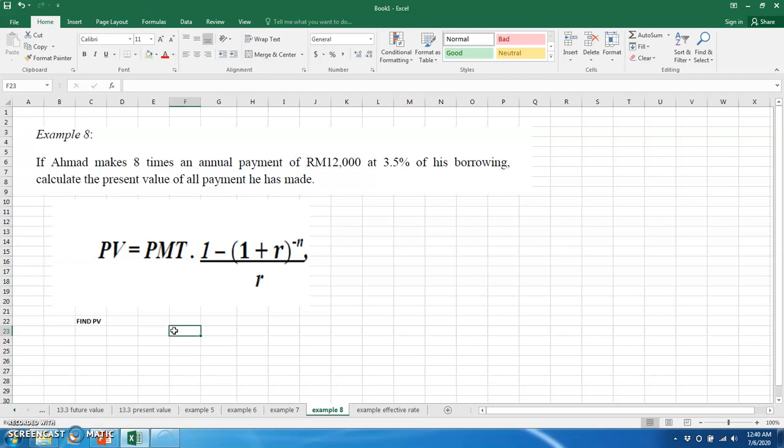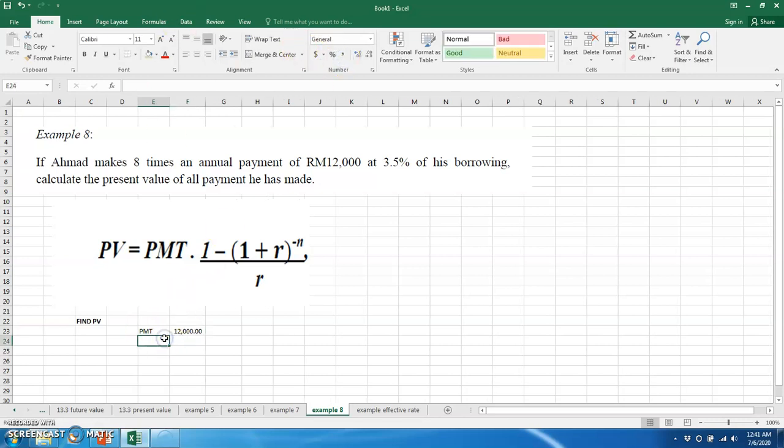Now, 8 times an annual payment. What is the payment? How much is the payment? It is 12,000. Am I right? Now 12,000, and then r is small r, r is 0.035. What is N? N is 8 times.